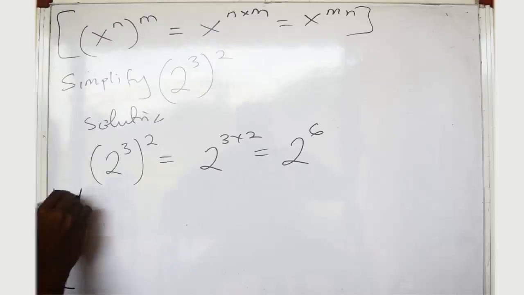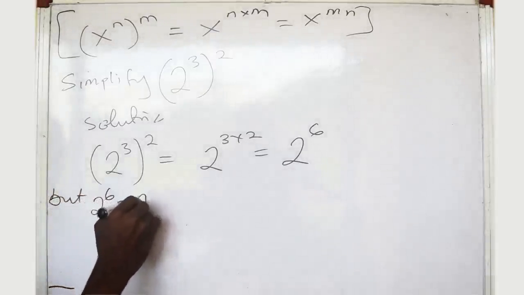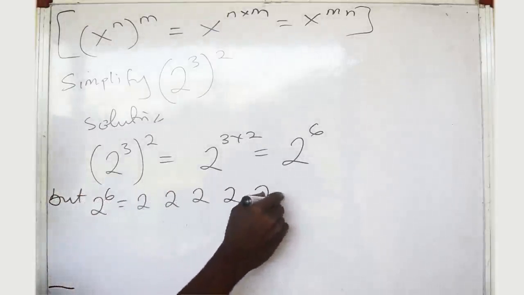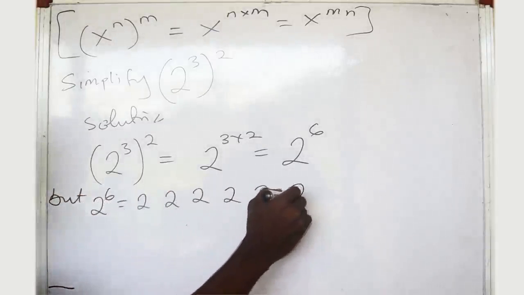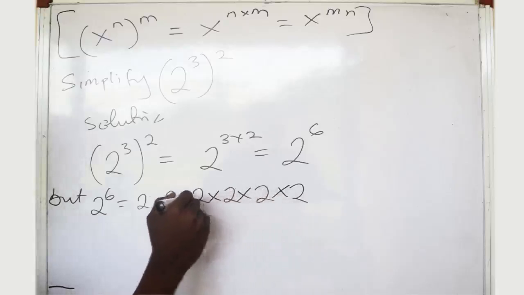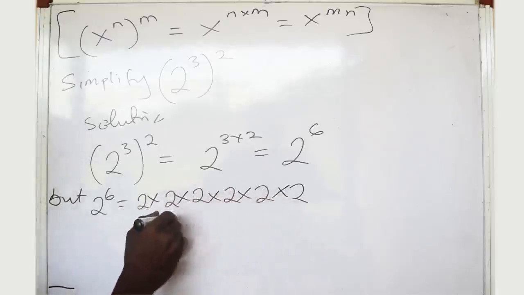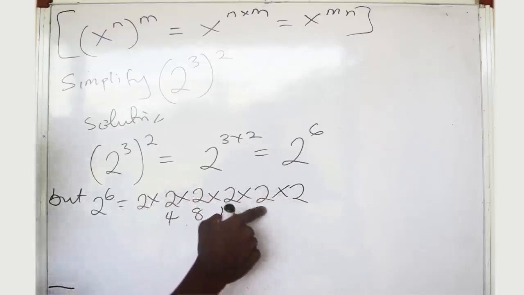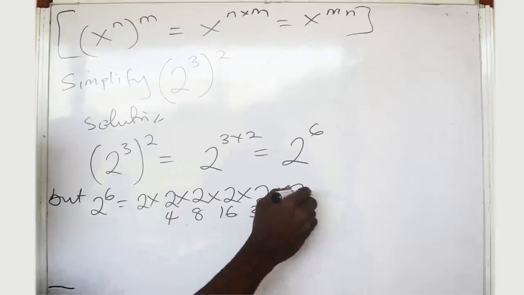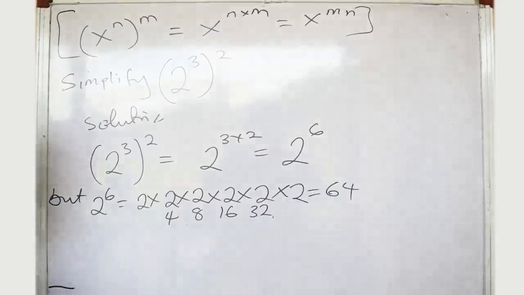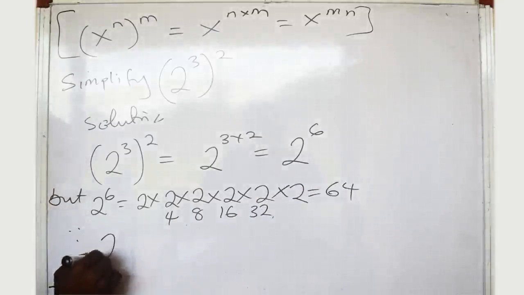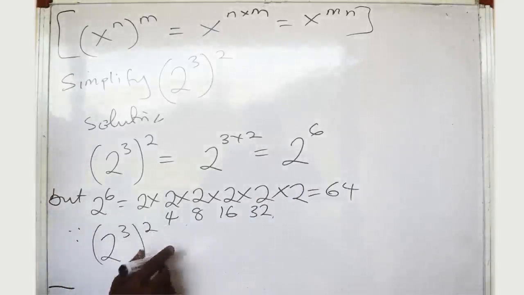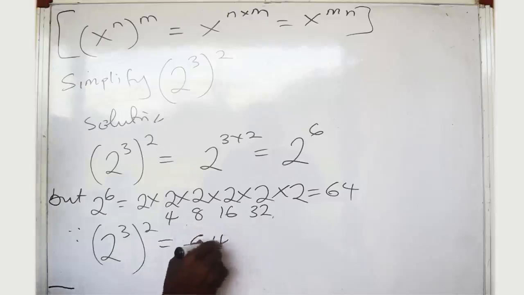So 2 raised to the power 6 means repeat the base, which is 2, in 6 places: 1, 2, 3, 4, 5, 6. Then we put multiplication in between. 2 times 2 is 4. 4 times 2 is 8. 8 times 2 is 16. 16 times 2 is 32. 32 times 2 is 64. Therefore, 2 raised to the power 3, all raised to the power 2 will give you the same thing as 64.